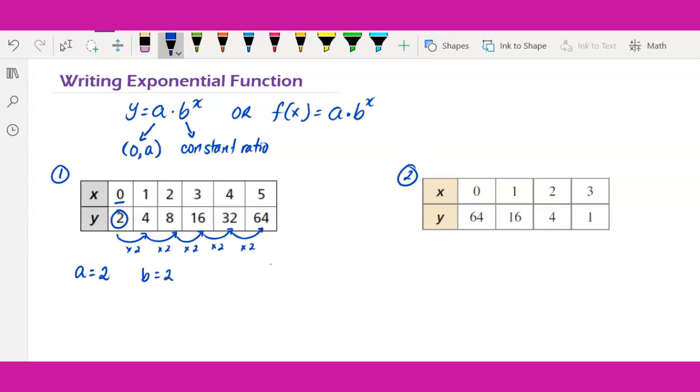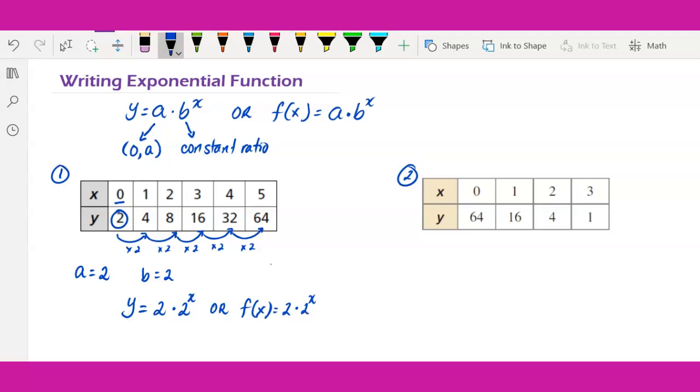So now we can assemble our equation. The exponential function for this table is y equals, well, a is equal to 2, and then b is equal to 2 also. Oh, what do you know? It's going to be 2 times 2 to the x power, or f of x is equal to 2 times 2 to the x power. Alrighty? So either one or the other.